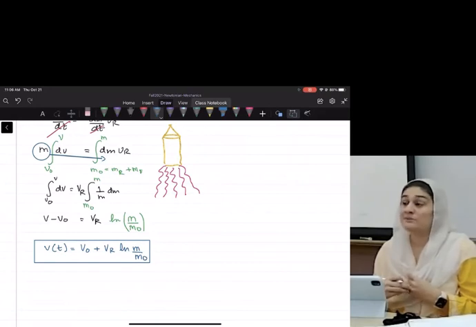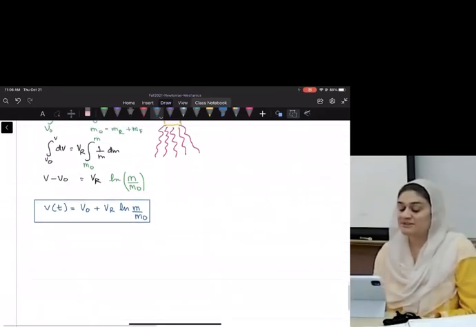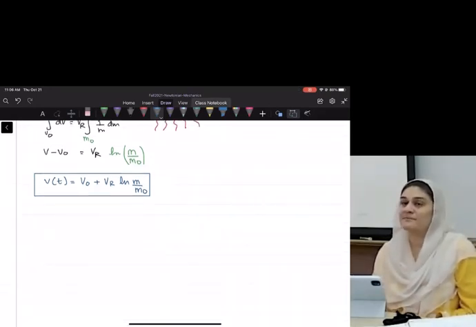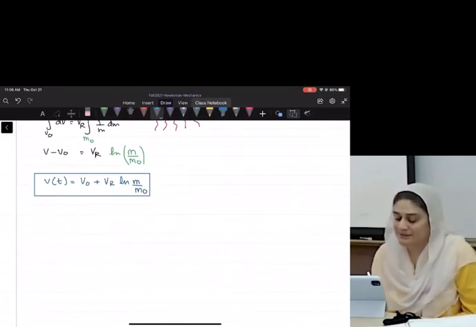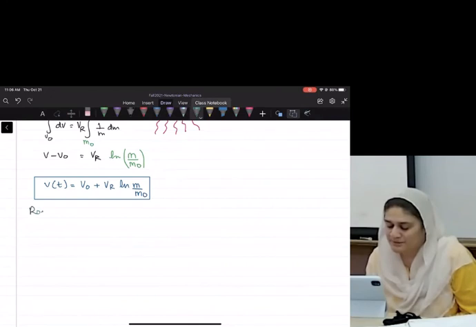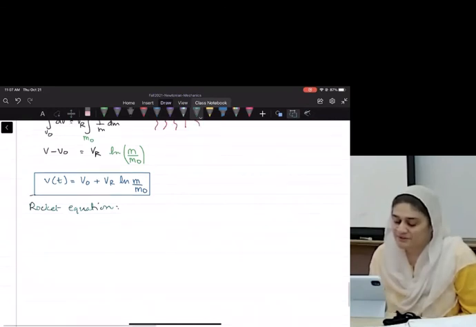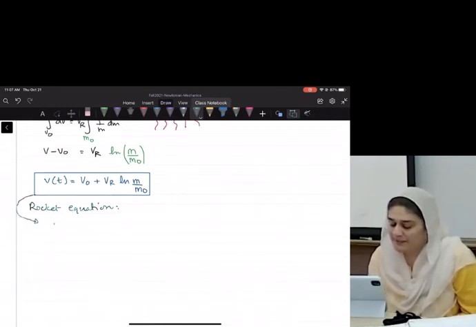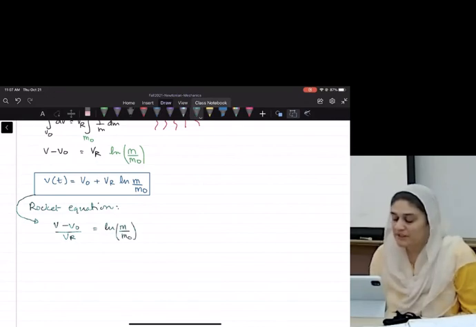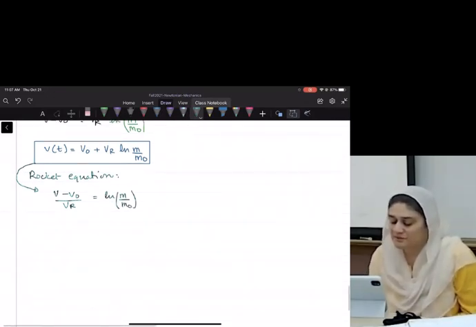Now, what you will see is textbooks will sometimes ask you to find m as a function of time. And that is called the rocket equation. So let's develop that. Let's start from this equation that we have. May I rewrite this as v minus v0 divided by v_r equals log of m over m0? Can I call v minus v0 delta v?